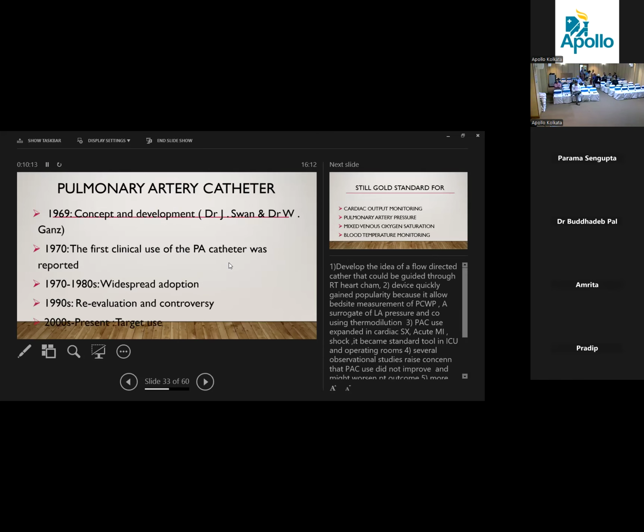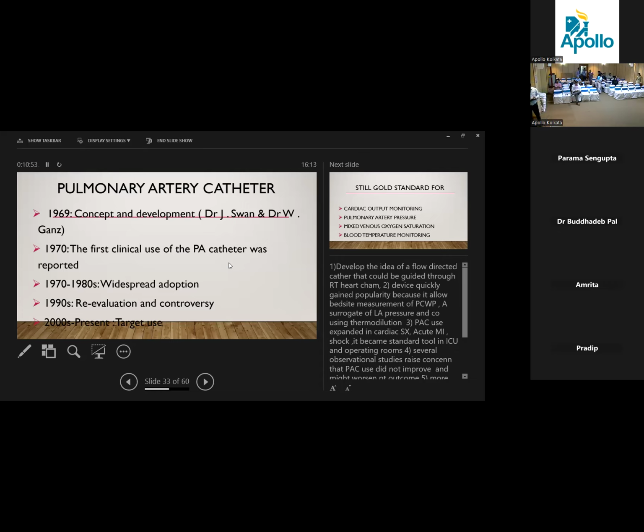In 1969, the concept of a flow-directed catheter that would be guided through the right heart chambers was developed. In 1970, the first clinical use of the PA catheter was reported. The device quickly gained popularity because it allowed bedside measurement of pulmonary capillary wedge pressure, a surrogate of LA pressure. From 1970 to 1980, there was widespread adoption of the PA catheter. In 1990, re-evaluation and controversy: several observational studies raised concern that PAC use did not improve and might worsen patient outcome.